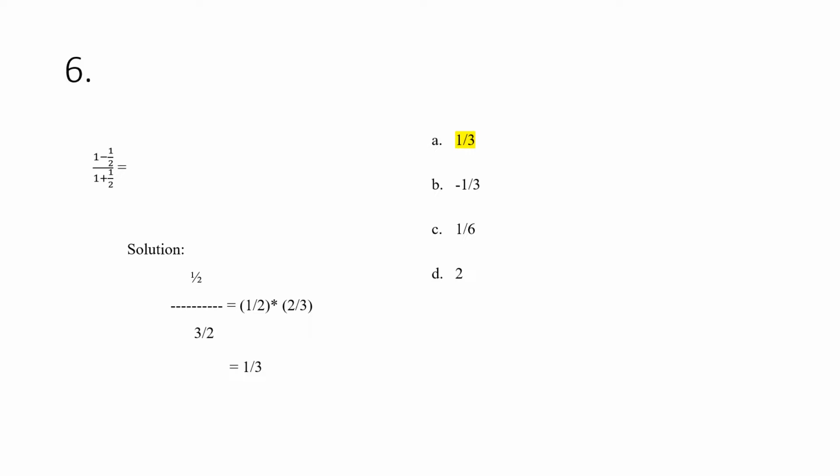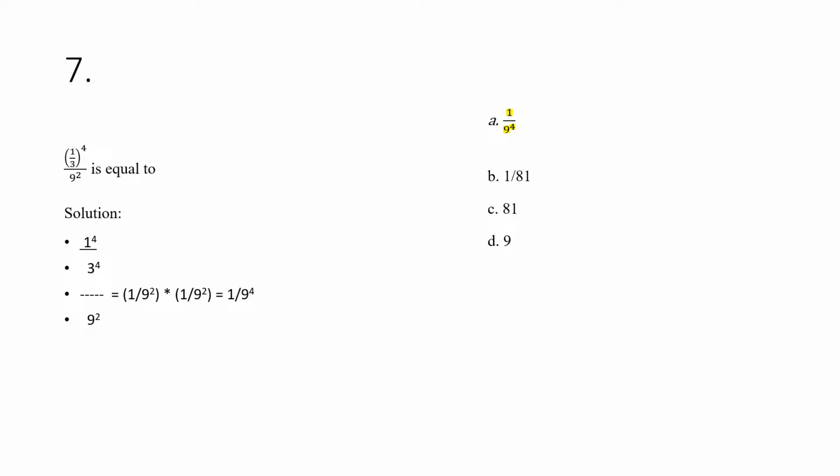For number 6, we have the expression 1 minus 1/2 divided by the quantity 1 plus 1/2, and therefore for this value we will have for the numerator 1/2 and for the denominator the value 3/2, and 1/2 times the reciprocal of 3/2, which is 2/3, gives us a final answer of 1/3.